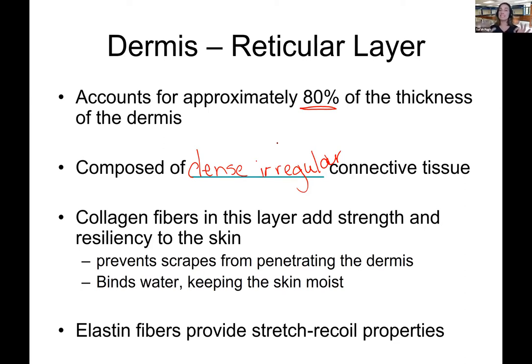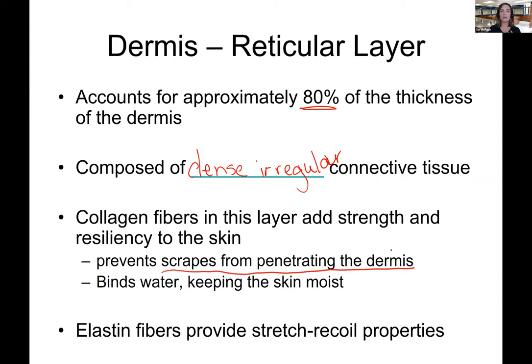And remember, dense irregular has collagen fibers that are arranged in a hodgepodge so that you can withstand a lot of tension from different directions. So it gives the skin a lot of strength and a lot of resiliency. It protects from scrapes and penetrating wounds. It also helps to bind water, so it helps to make your skin moist.